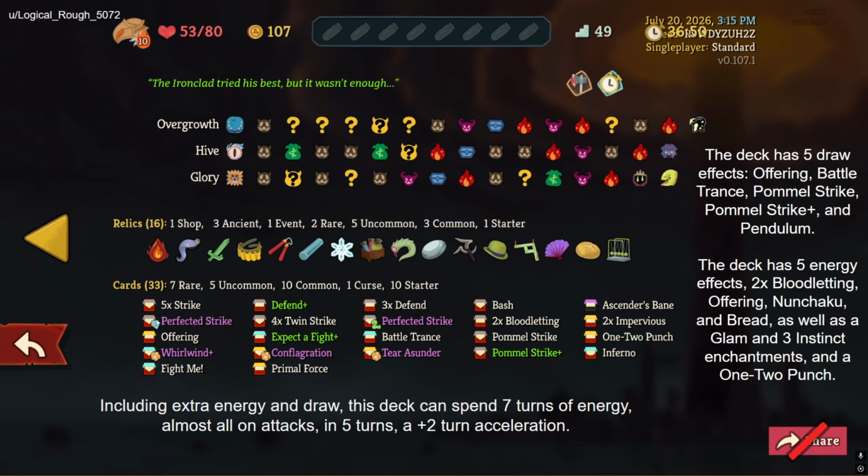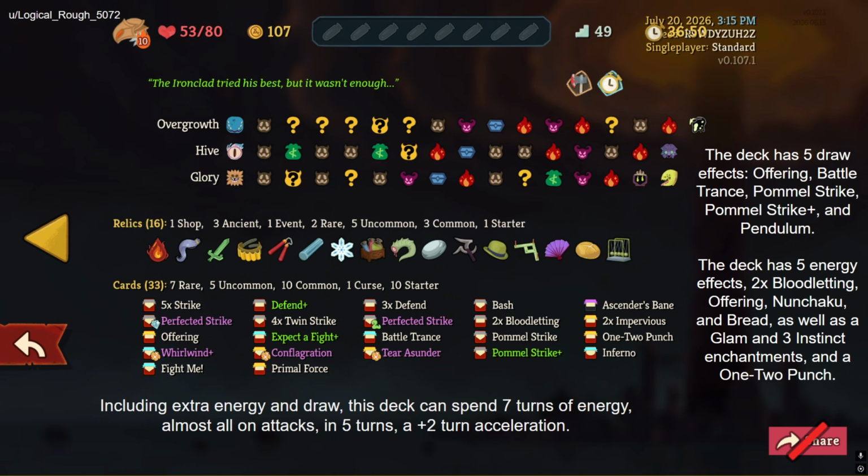But the deck also has 5 energy effects, 2 Bloodlettings, an Offering, a Nunchuck, and a Bread, as well as Glam, and 3 Instinct enchantments, and then a 1-2 punch as well. There's lots of ways to get virtual compression out of this energy on top of the amount of energy simply being generated. Including all the extra energy in card draw, this deck can spend 7 turns worth of energy, almost all of it on attacks in 5 turns.